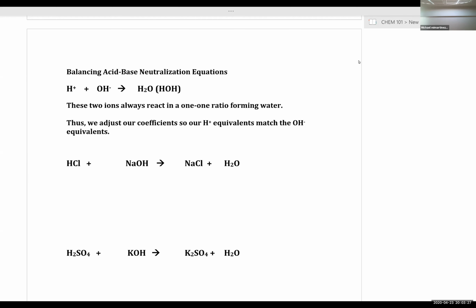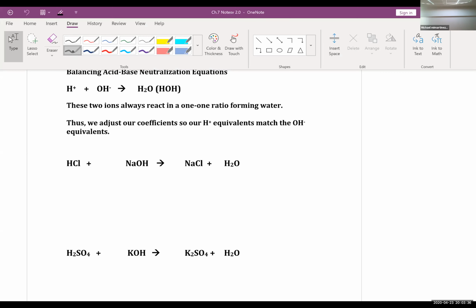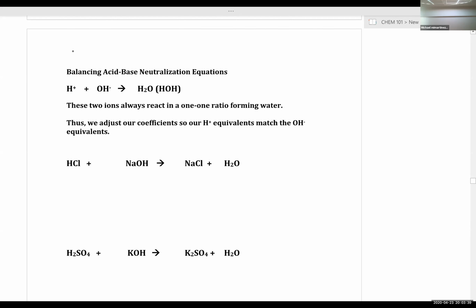So when we last left off, we were talking a lot about balancing acid-base neutralization equations. These are some tricks to balance chemical equations. Fundamentally, the key to understanding acid-base reactions is you have an H+ source reacting with a hydroxide source to yield water, okay? This is the backbone of all of our acid-base reactions. These two ions always react in a 1-to-1 ratio to form water. So we adjust our coefficients so our H+ equivalents match the OH equivalents.